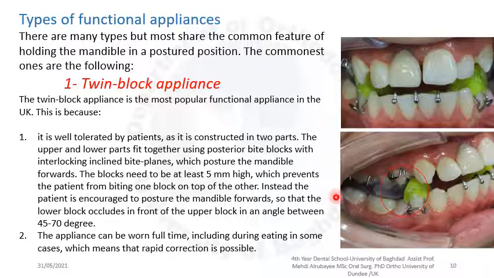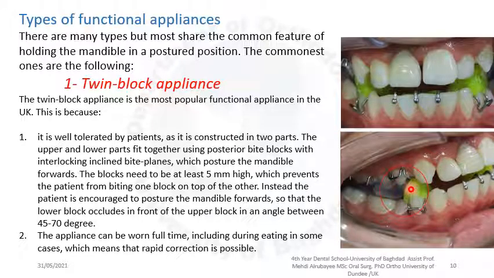Types of functional appliances. The first type is the twin block. The twin block is the most predominantly used functional appliance in the UK. It is well tolerated by the patient as it is constructed in two parts. The upper and lower parts fit together using posterior bite blocks, with interlocking inclined bite planes, which posture the mandible forward. The blocks need to be at least 5 mm high, which prevents the patient from biting one block on top of the other.